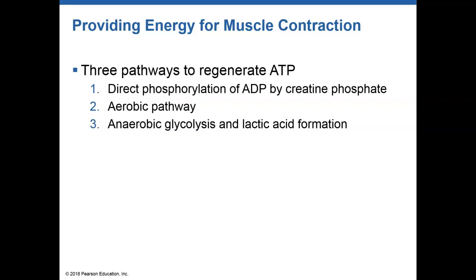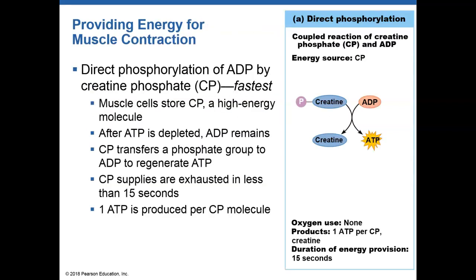And then, of course, we have our aerobic pathway, aerobic respiration, which is where we get the majority of our ATP energy. And then finally, we have anaerobic glycolysis. This is a quicker response to needing energy than the aerobic pathway, but it produces a very small amount of ATP, and it produces lactic acid, which is dangerous to our bodies. So let's look at each of these a little bit more closely.